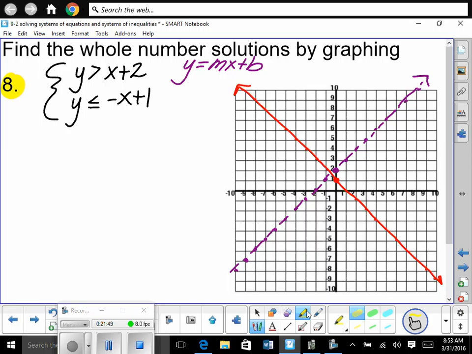So let's think about it. Above the purple line would be all this stuff. Below the red line would be all this stuff. So wouldn't that be this region right here? So any one of those xy points, including that solid line, will be a solution to this system. Meaning if we plugged in any of those xy values into here, it would make both statements true.